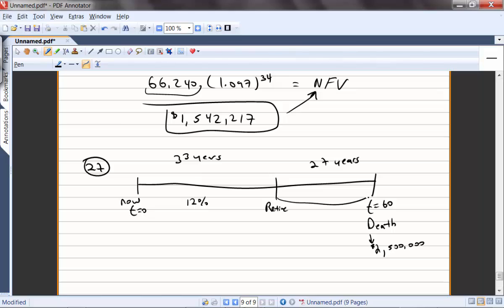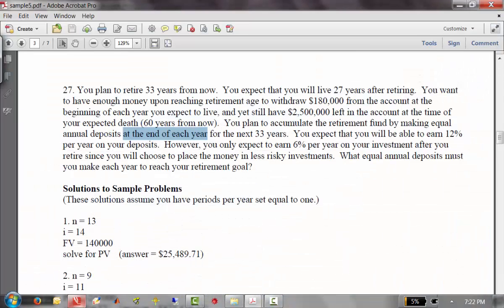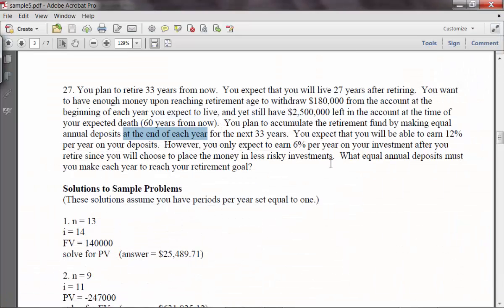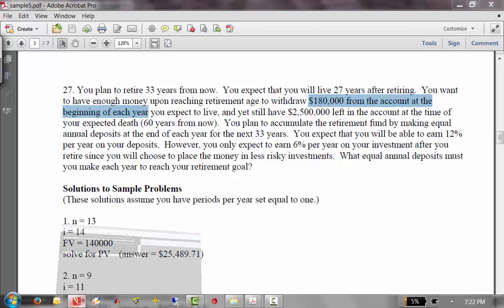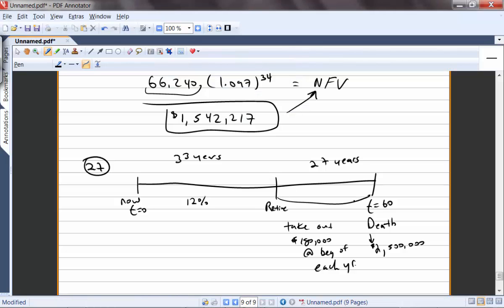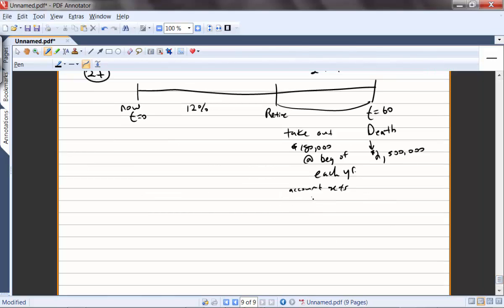And during this period right here, we're going to take out 180,000 at the beginning of each year. We take it out at the beginning of each year. After we retire, we're taking out money at the beginning. It says that here. You plan to withdraw 180,000 at the beginning of each year once you retire. However, the money that's sitting in the account is still getting 6% interest every year.